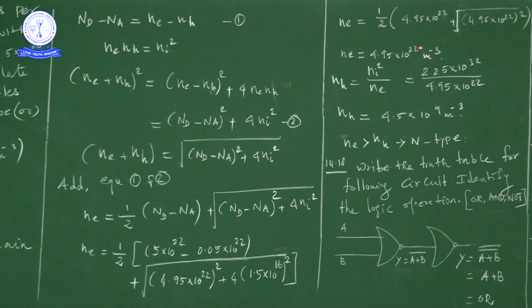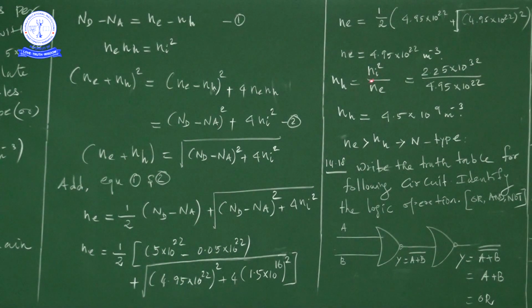That means we have 4.95 into 10 power of 22 electrons per unit volume. If you want to calculate the number of holes, this is the common formula you already know: NH is equal to Ni square. From this formula we already know the value of Ni square. Now we can calculate the value of Ne, and from that the unknown value of NH can be calculated. By rearranging the formula, NH is equal to Ni square by Ne.